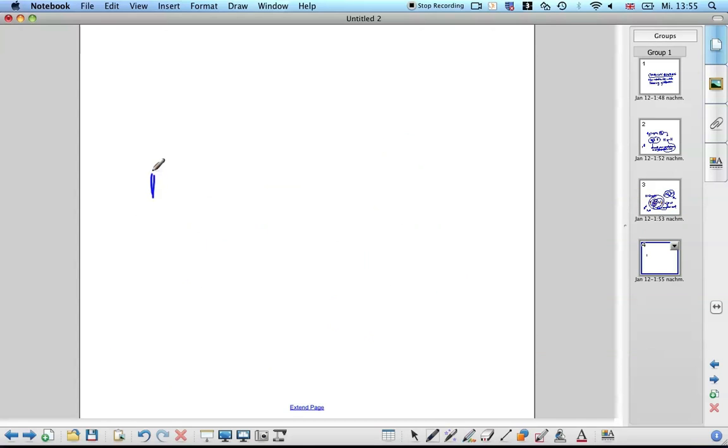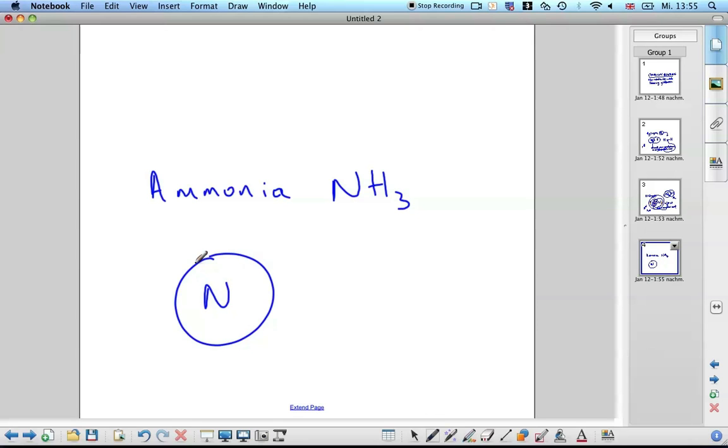Here's another nitrogen molecule, ammonia. Ammonia is when nitrogen bonds with hydrogen. Now 3 hydrogens will bond with 1 nitrogen. That's because nitrogen needs 3 because it already has 5. With 1 more hydrogen, one hydrogen will provide 1 electron each.